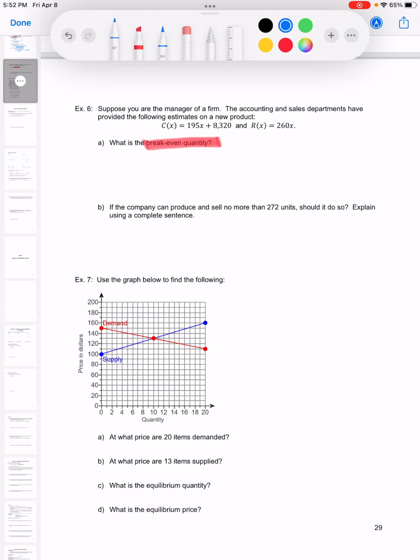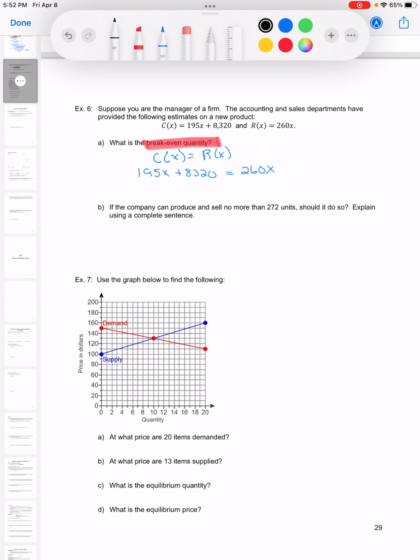Since we're just doing straight break even, I'm going to have C of X equal to R of X. So I'm going to make my cost equal to my revenue. And I gave you both of those up above, so we didn't even have to create those ourselves. And then we're going to solve for X.